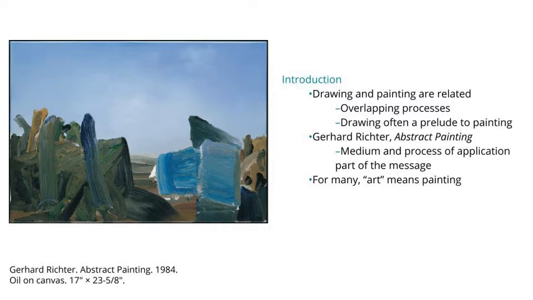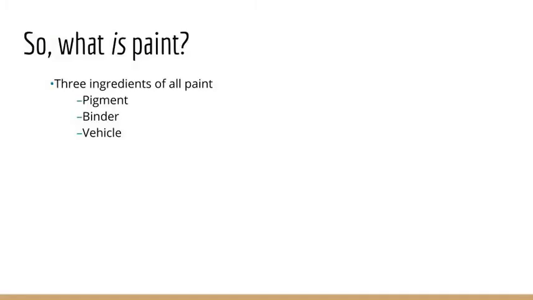This is abstract painting by Gerhard Richter. And also, for many people, when you think of art, the first thing you think of is painting. So this is a very important medium to learn about. But before we can get any further, I'd like to go over what is paint. Like, what is paint made of?